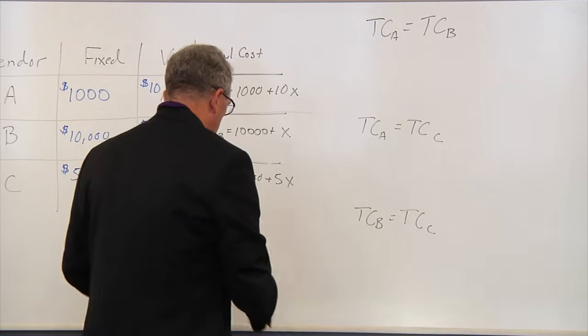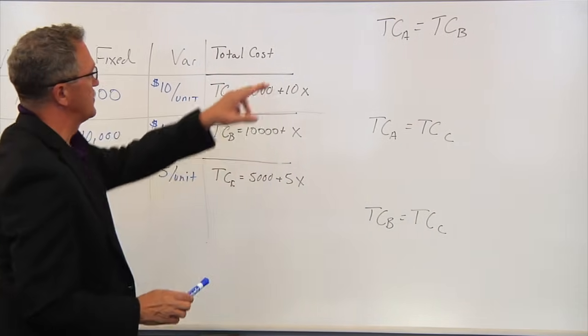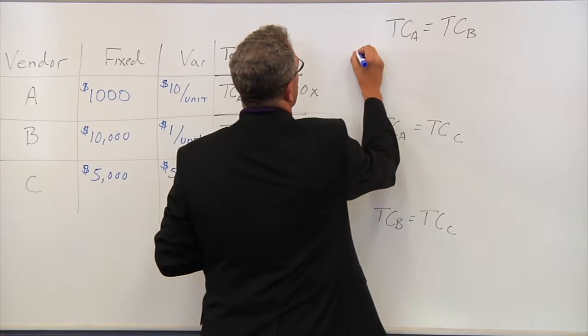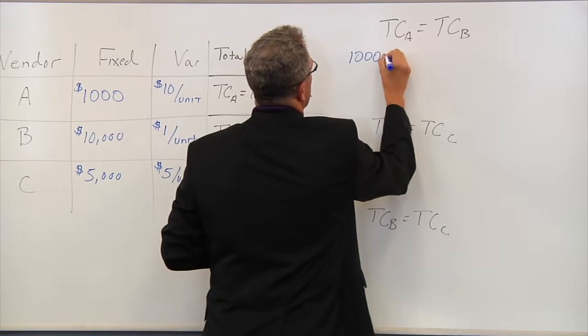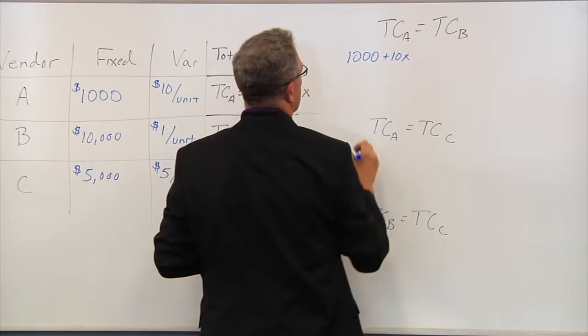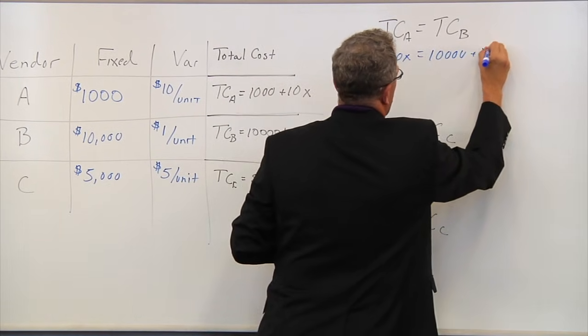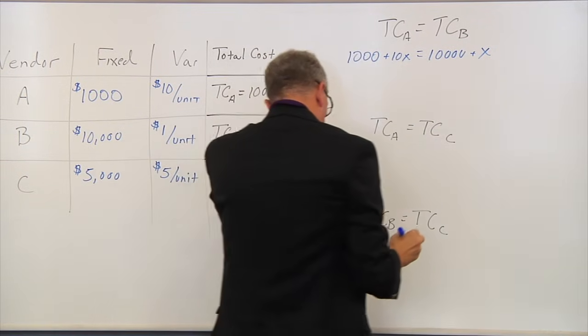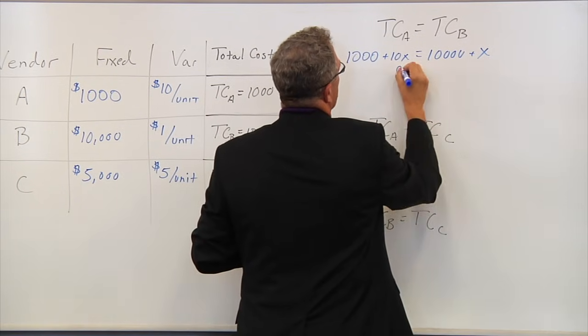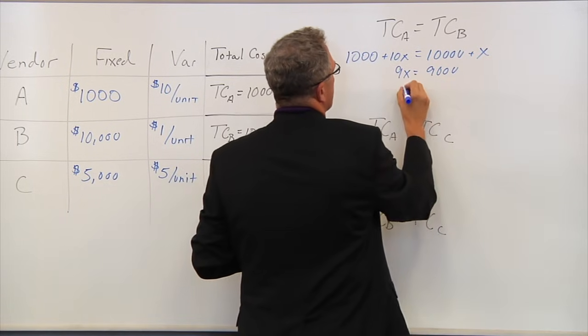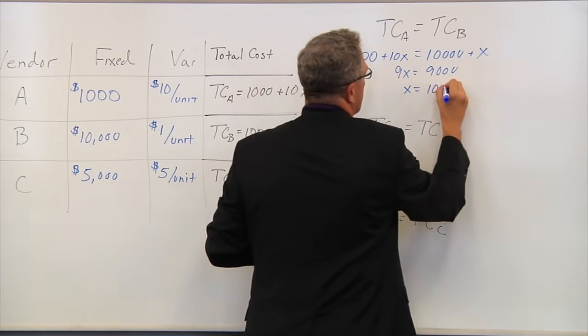Now, like last time, we're going to stick these equations that we came up with into this and then solve for x. Total cost for A was $1,000 plus 10x. Total cost for B was $10,000 plus x. Do a little bit of algebra here. We end up with 9x equals $9,000. My indifference point here is at 1,000 units.